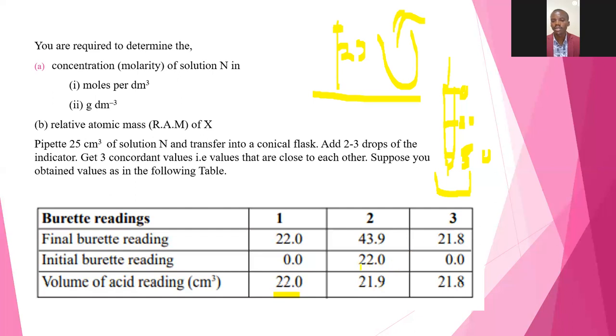Now you have to refill the burette because you had reached 43. So you fill it again up to 0. Then the initial will be 0.0. Then maybe it reads up to 21.8. Then your volume of the acid will be 21.8. Very important.